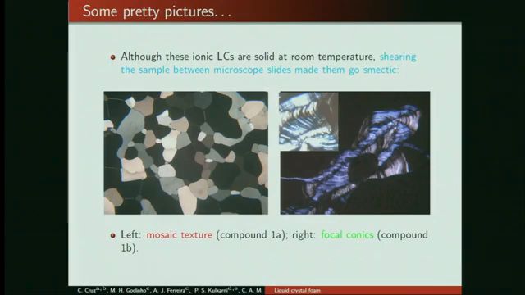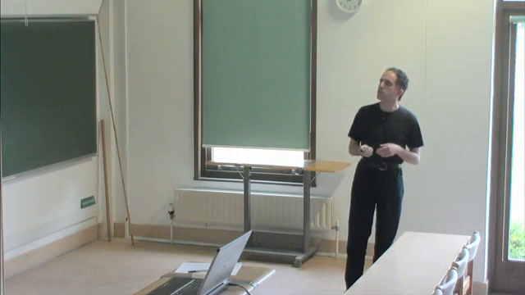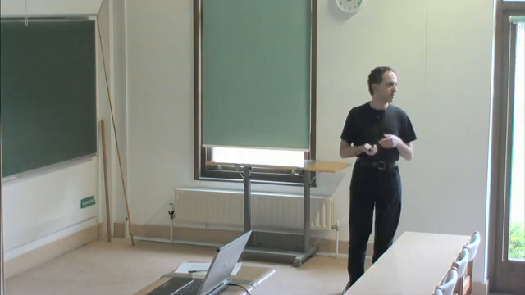Okay, so these are textures which are typical of liquid crystals at room temperature where they should not be. So somehow the shearing melted them, and what we get is this very nice smectic-like texture, a mosaic texture for compound 1a, and some focal conics for compound 1b.